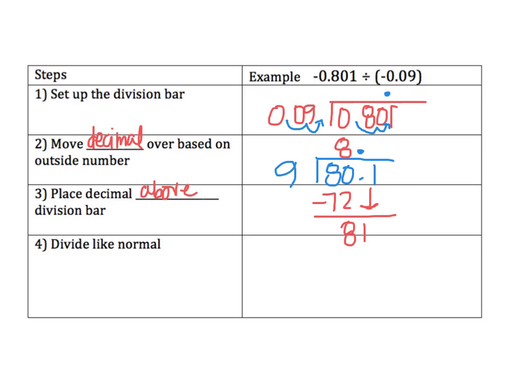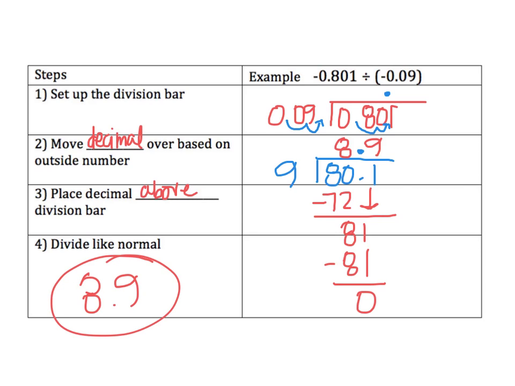9 goes into 81 9 times. 9 times 9 is 81. I take the difference and I get 0, so that's how I know I'm done. And then I want to take a look at my signs. Negative divided by negative is a positive. So positive 8.9 is my final answer for this problem.